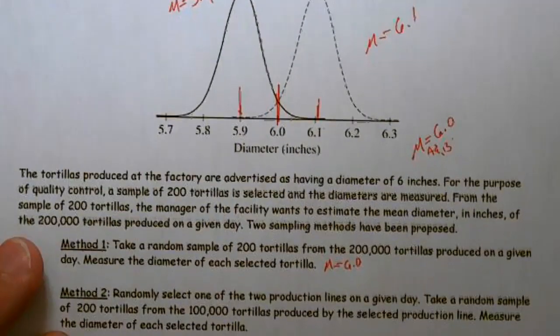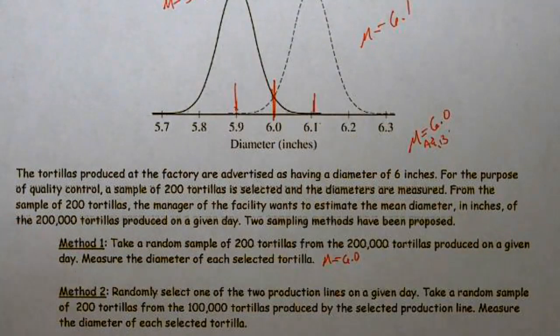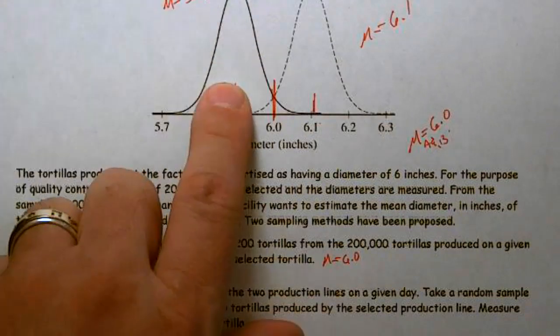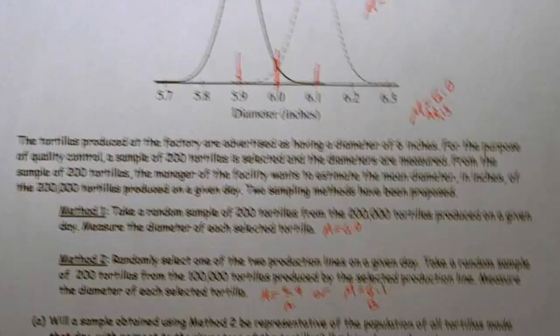On method 2, randomly select one of the 2 production lines. So we're going to randomly select either A or B. We don't know which one we'll get. Maybe we flip a coin to do that. Take a random sample of 200. So we're either going to have 200 from A or 200 from B, and measure the diameter of each selected tortilla. So in this particular case, we're either going to have a mean of 5.9 or a mean of 6.1, depending on whether we got A or B. If we got A, we'd have 5.9. If we got B, we'd have 6.1. I didn't ask that yet, but that's what would have happened.